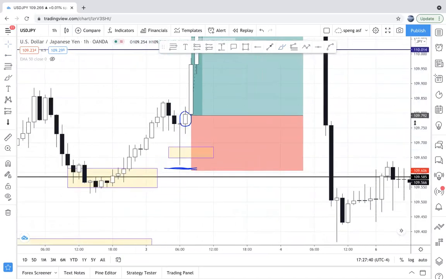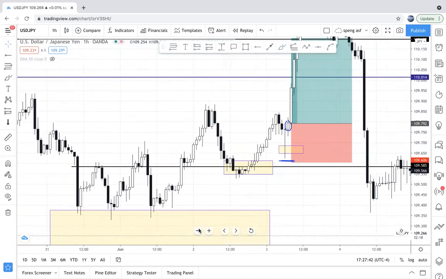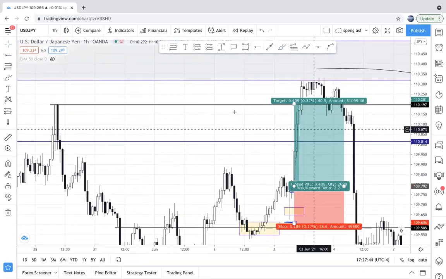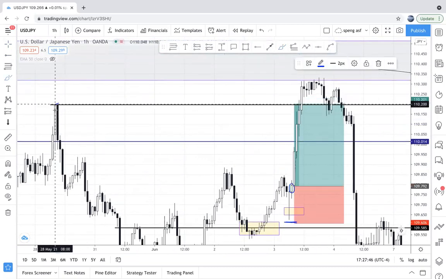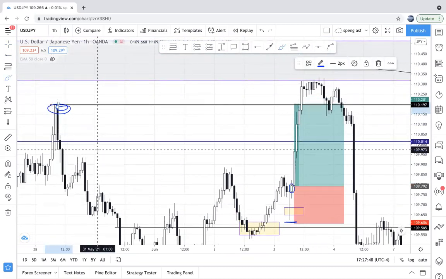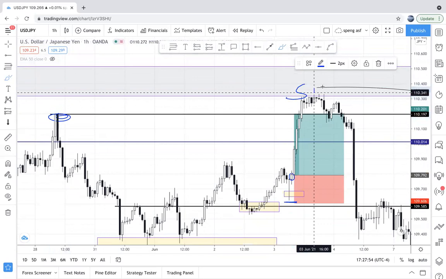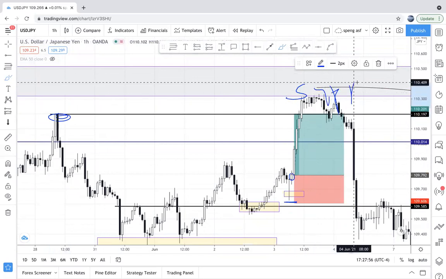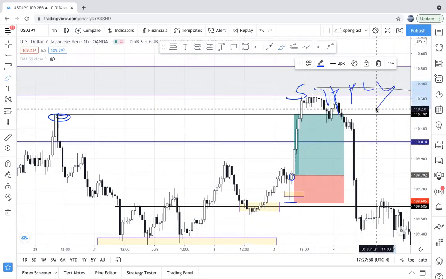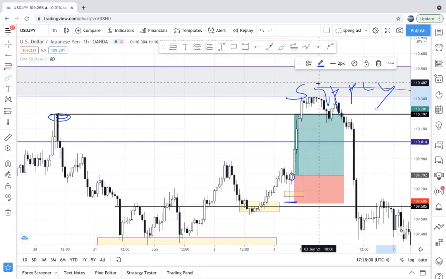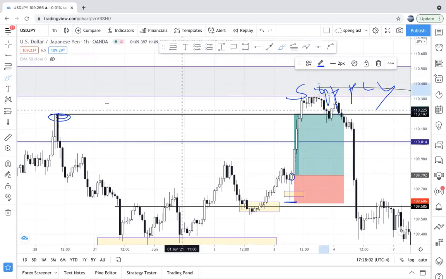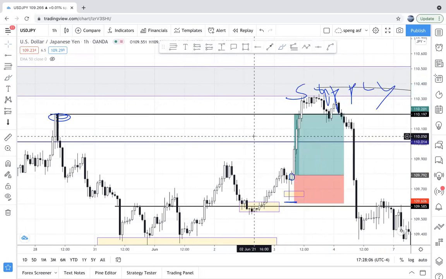After I entered, my take profit level was the previous high, which is this high right here. This is where I take my profit, because I didn't want to trade all the way up into the supply zone. This is the supply zone right there. I didn't want to trade into the supply zone, so I ensured that I take my profit there.